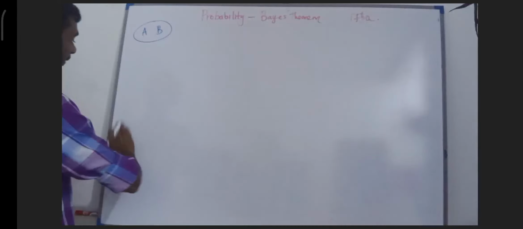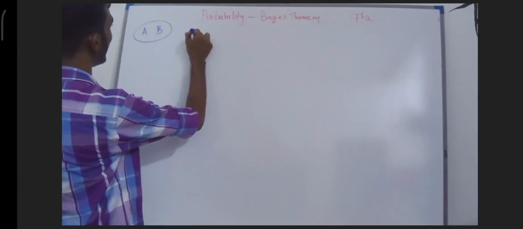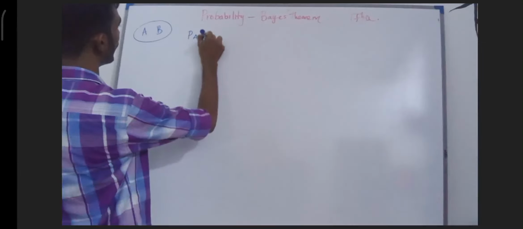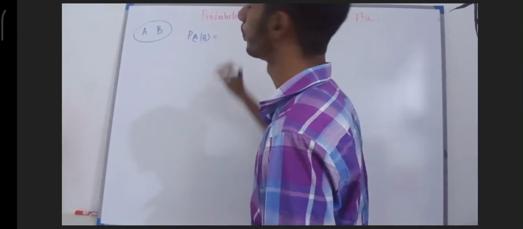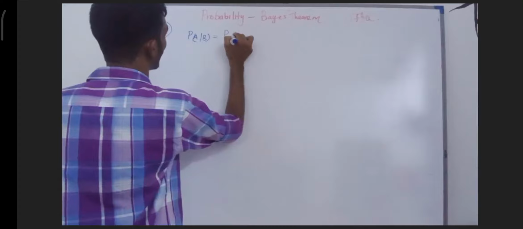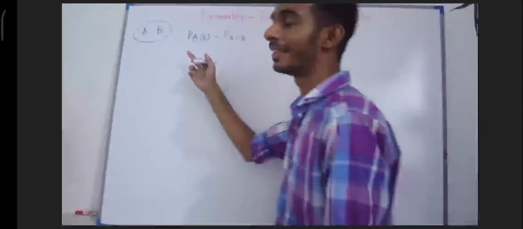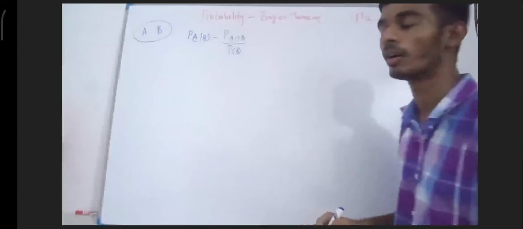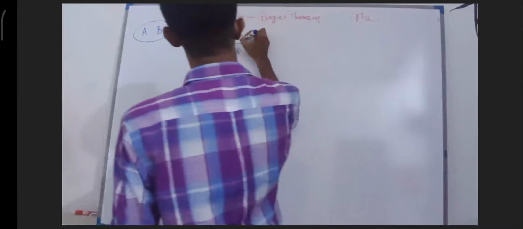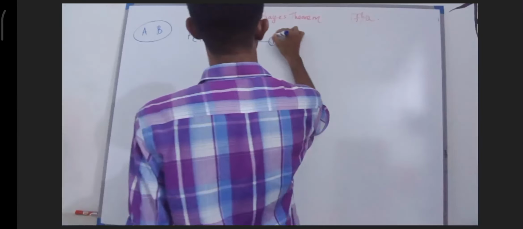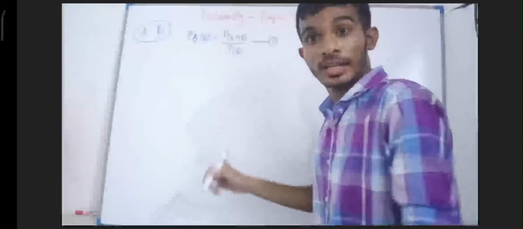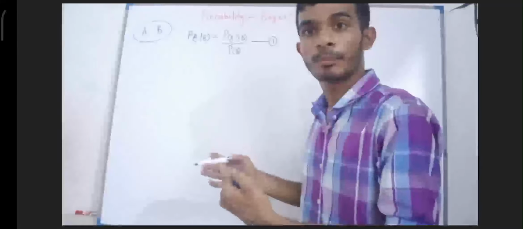I'm going to take the probability of A occurring when B has already occurred. You might have studied this under conditional probability. For this probability, the equation will be probability of A intersection B, which means probability of A and B, divided by probability of B. So you put the probability of the event that has already occurred in the denominator. Let me take this as the first equation.